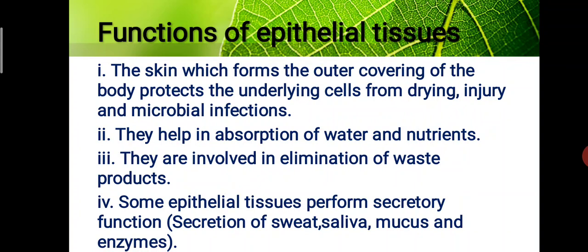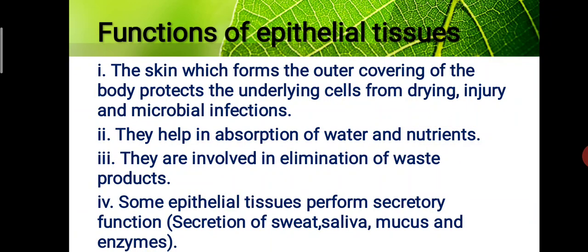Is it clear? Second point, they help in absorption of water and nutrients. So they will be having small pores on them, so it will help in the absorption of water and nutrients. They are involved in elimination of waste products. So how do they eliminate? In the form of sweat. So some epithelial tissues perform secretory function like secretion of sweat, saliva, mucus, and enzymes. So all these are the functions of epithelial tissues.